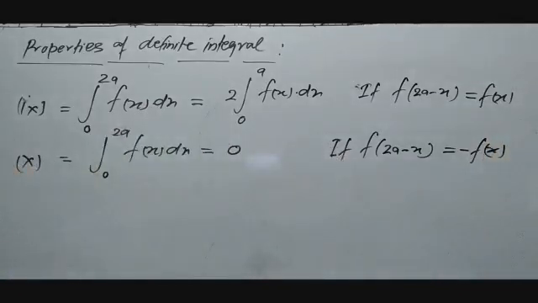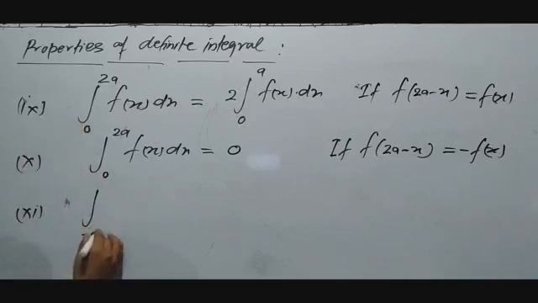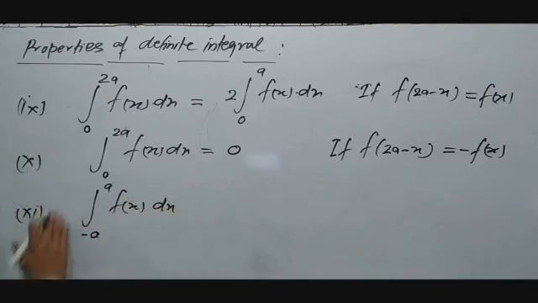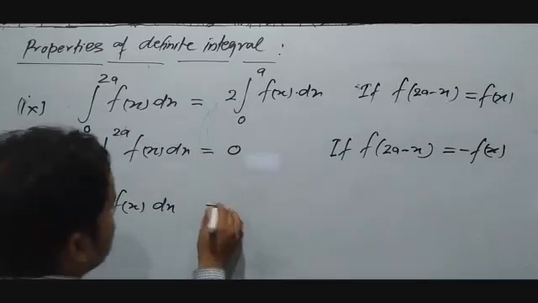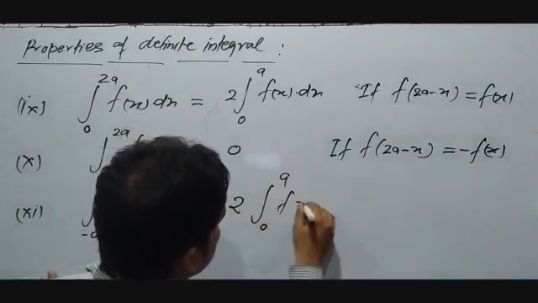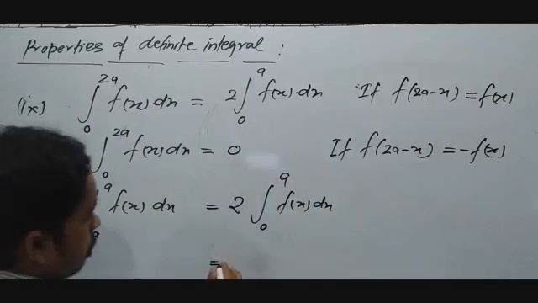Now come to the 11th property. Suppose integration over minus a to a of f of x dx. This is from minus a to a. There are two possible results. It can be written as 2 times integration over 0 to a of f of x dx, and its result is also 0.